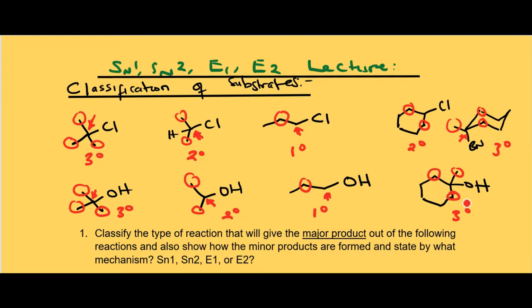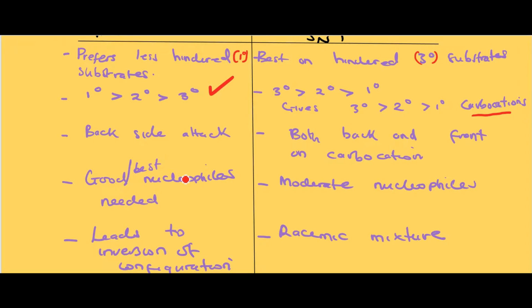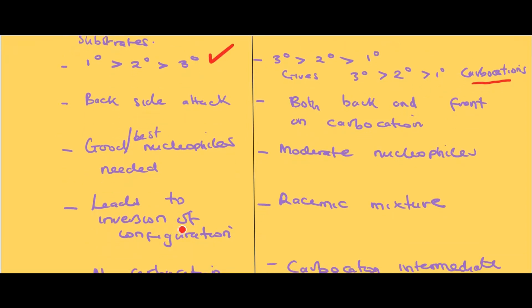Now, let's draw a parallel of Sn1 and Sn2 before we do examples. To remind you, Sn2 doesn't like sterics, so this is the ranking. Primary substrates are more reactive than tertiary substrates. Sn1 likes tertiary substrates because they tend to give tertiary carbocations, which are more stable, and primary carbocations will typically not exist much, will have a short life, so you don't see Sn1. In Sn2, there's a backside attack. The backside attack leads to inversion of configuration.